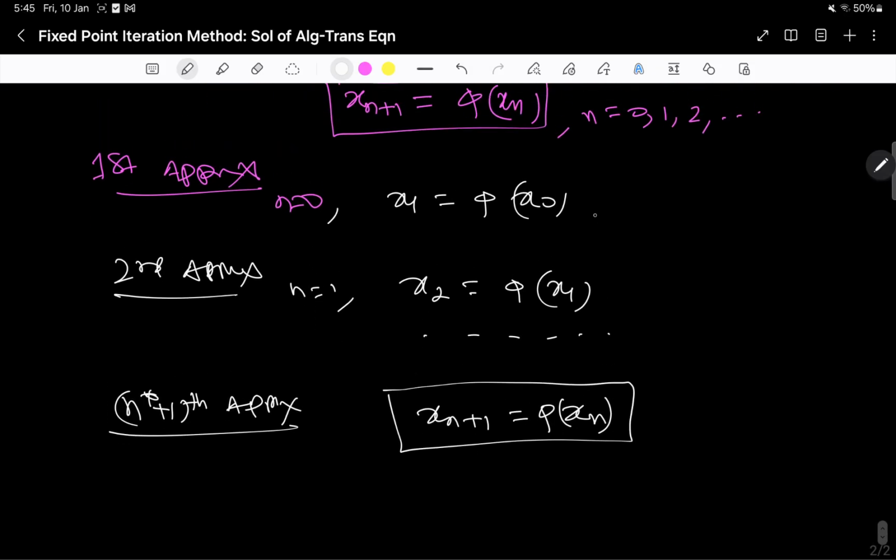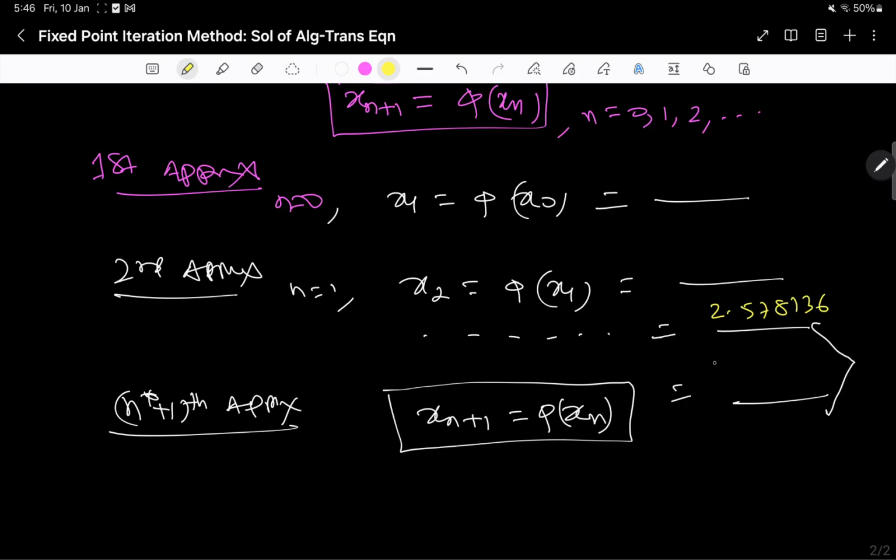So now you go on continue, x1, x2, x3, then you stop at a point where these answers are very, very close. Suppose I am getting this answer as 2.578136, and here suppose 2.578147. So now I am getting this accuracy up to 4 decimal places. So up to the desired accuracy we will continue.